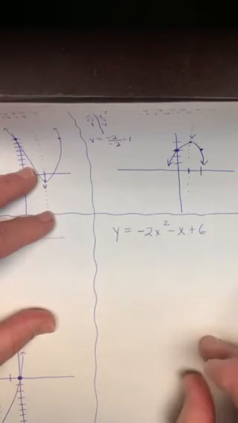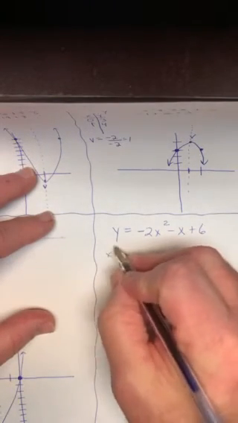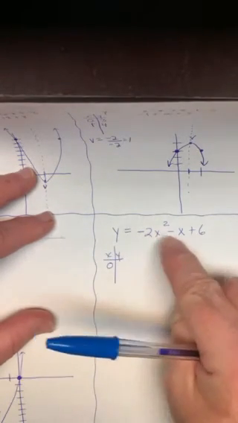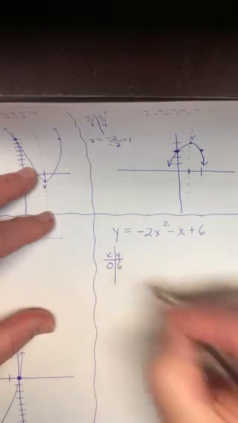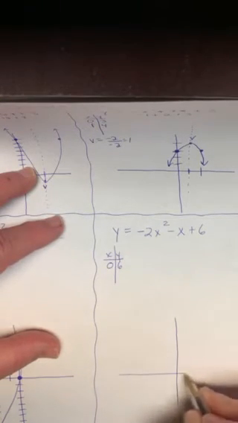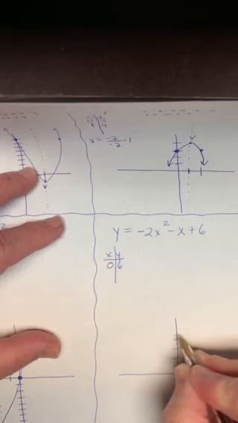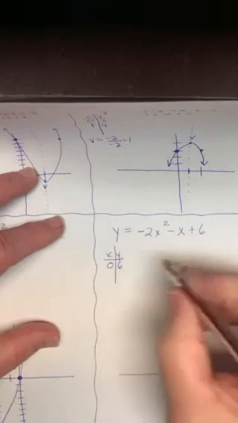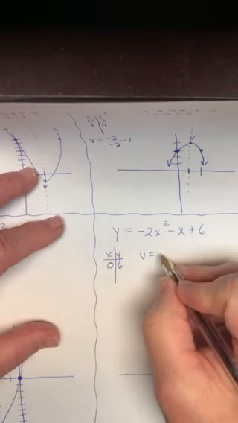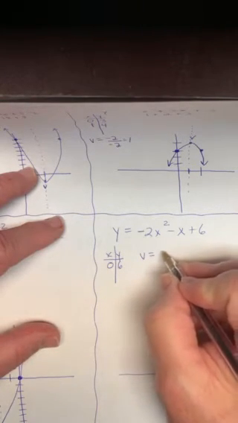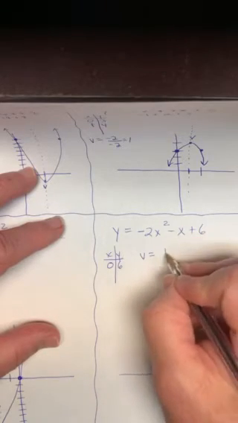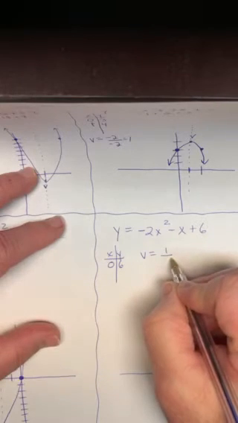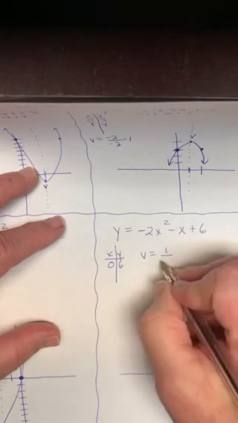To accurately draw it and put it in the right spot, I'm going to make a table, plug 0 in for all the x's. Well, 0 minus 0 plus 6 gives me 6. So I know, don't say my vertex, say my y-intercept is at 0, 6. To get my vertex, I'm going to do the opposite of b. So it'd be the opposite of negative 1, which is 1, over 2a. 2 times negative 2 is negative 4.